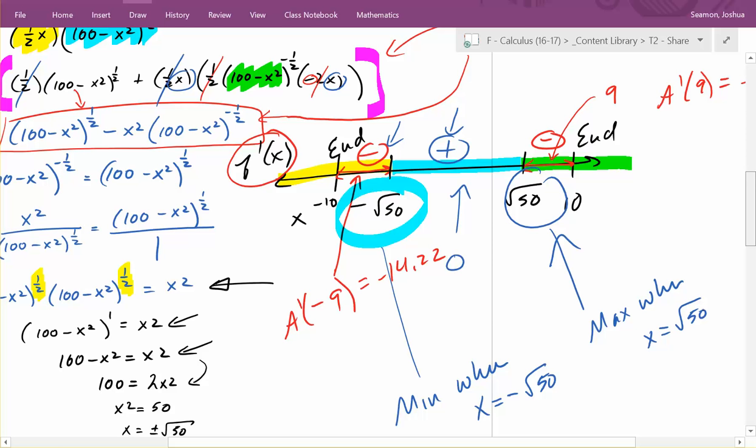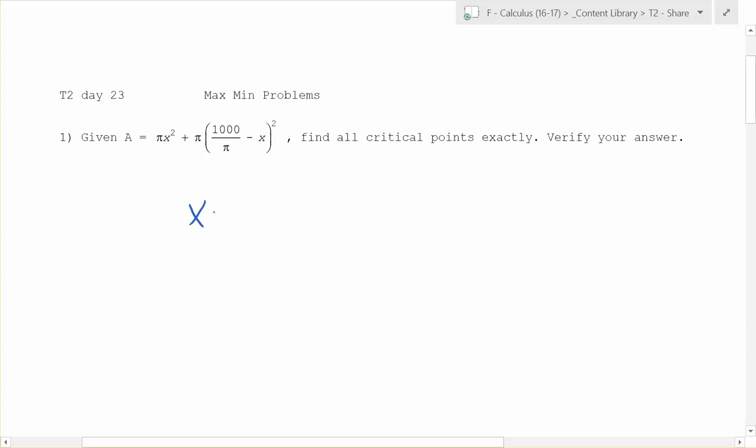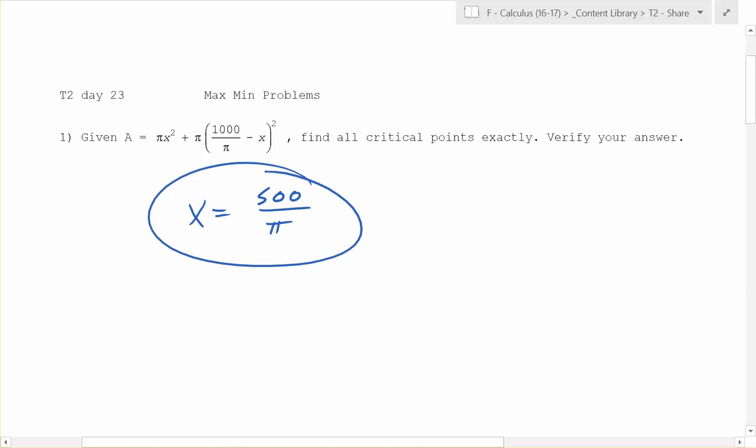How comfortable are you with what we just did? Use your hands here. What do you end up with? X is equal to, I think it's 500 over pi. Now, what's nice about this question, everybody, is it doesn't ask you what type of critical point it is. It doesn't ask you to do min or max. And there are no other values. This is actually pretty straightforward as long as you divide properly at the end. I'll take what I can get.